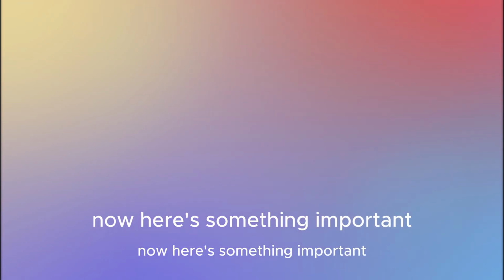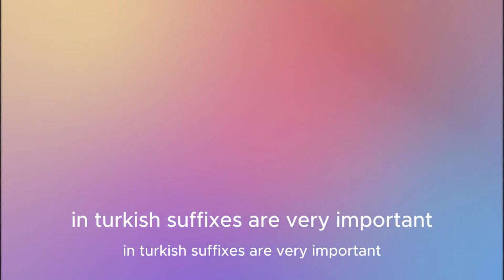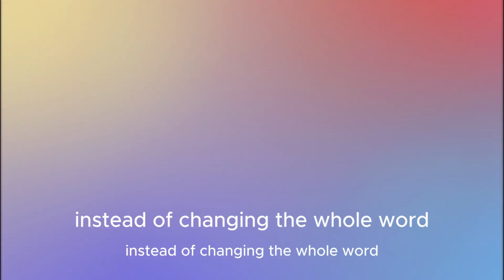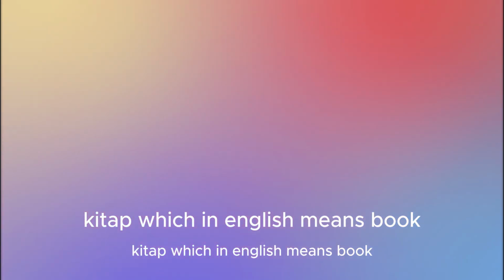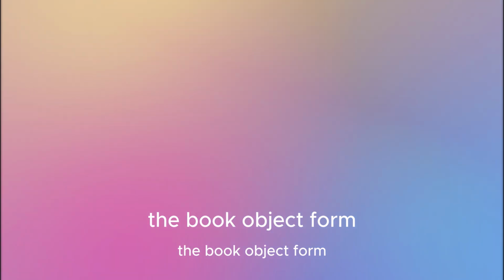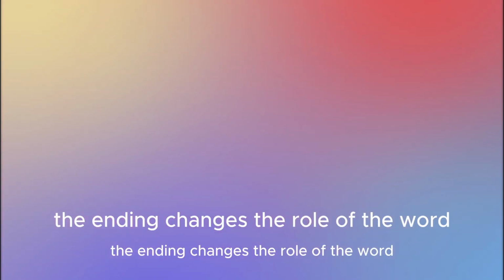Now, here's something important. In Turkish, suffixes are very important. Words change by adding endings, instead of changing the whole word. For example, kitap, which in English means book, kitabı, which in English means the book, object form. The ending changes the role of the word.